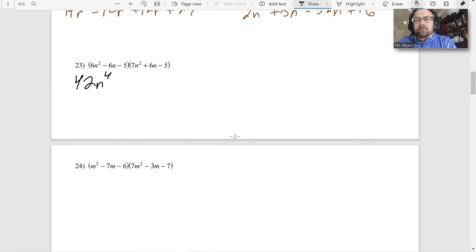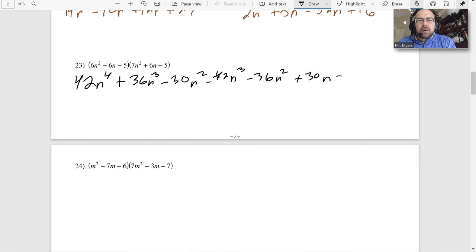So 42 n to the 4th plus 36 n cubed minus 30 n squared, minus 42 n cubed, minus 36 n squared, plus 30 n, minus 35 n squared, minus 30 n and plus 25. I just barely fit that in there.